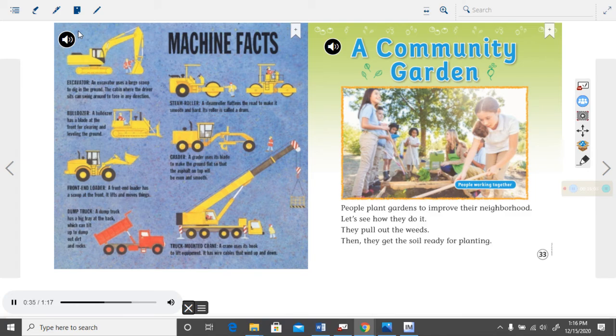Dump truck. A dump truck has a big tray at the back, which can tilt up to dump out dirt and rocks. Steamroller. A steamroller flattens the road to make it smooth and hard. Its roller is called a drum. Grader. A grader uses its blade to make the ground flat, so that the asphalt on top will be even and smooth. Truck-mounted crane. A crane uses its hook to lift equipment. It has wire cables that wind up and down.